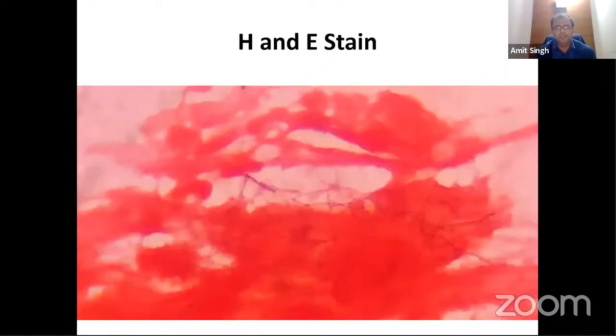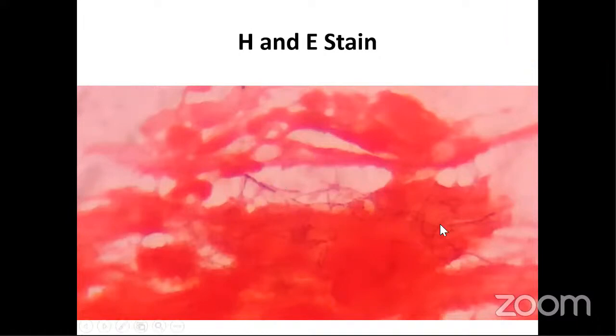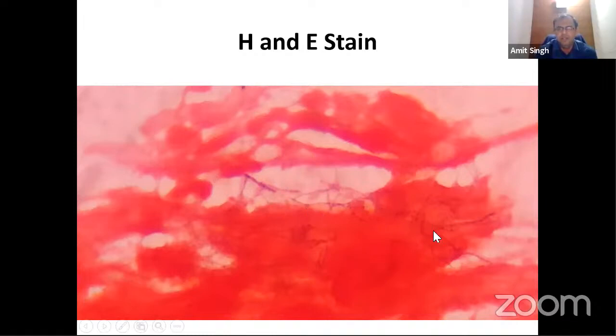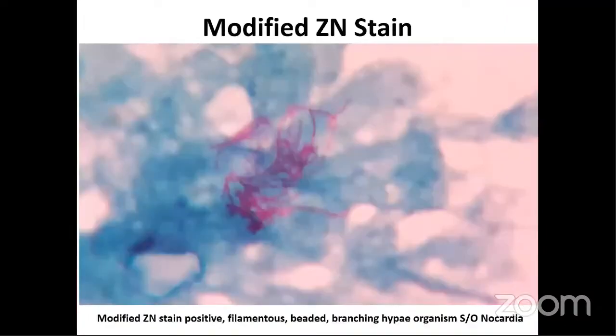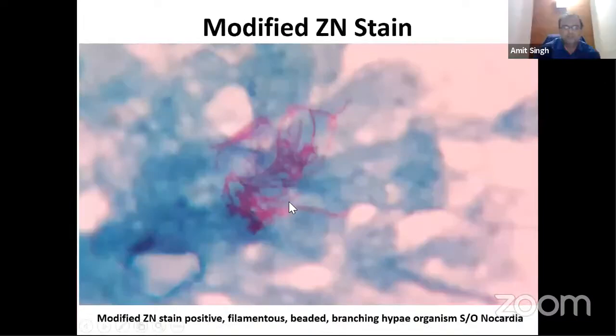And on HE stain, we can see there are organisms, filamentous with multiple branching, which is not appearing to be tubercular, as tubercular bacilli are elongated without any branching. This is a hyphae-like organism. Again, in modified ZN stain, it was positive. So we can say filamentous beaded branching hyphae-like organism. And this, according to our microbiologist, was a nocardia, not tuberculosis or any other thing.